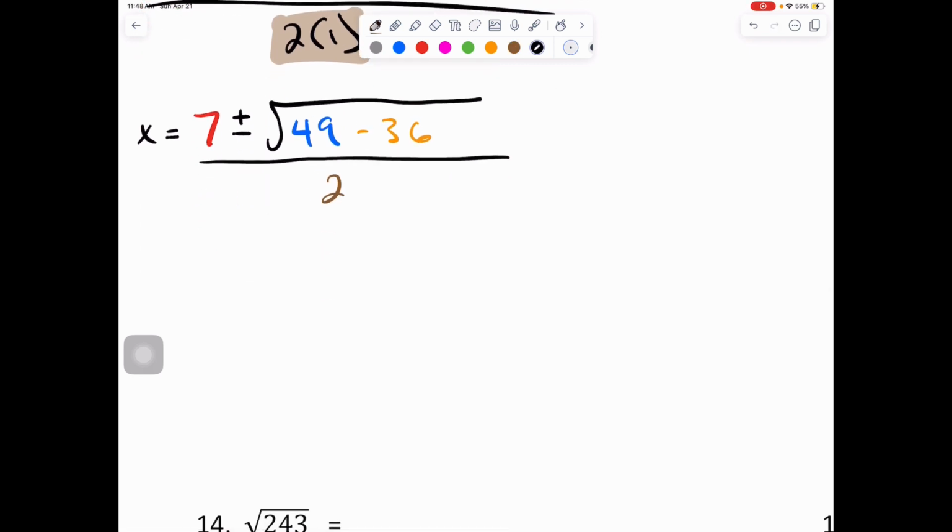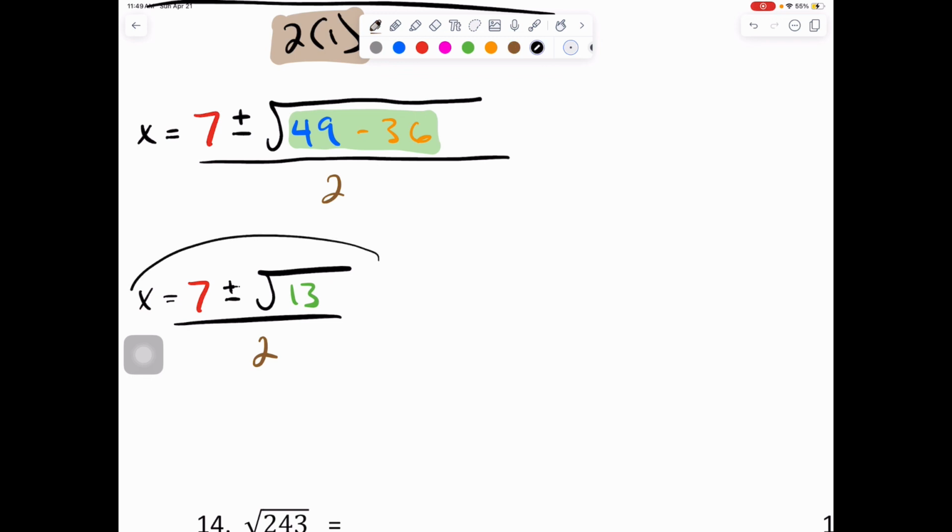Oh my goodness, sometimes I do make some errors along the way. We will bring down our 7. We will set that equal to, and what I highlight here in green is 49 minus 36, which equals 13. So x equals 7 plus minus the square root of 13 over 2, and it cannot be simplified any further as 13 is a prime number. Go ahead and circle your answer. So a little easier than 11.